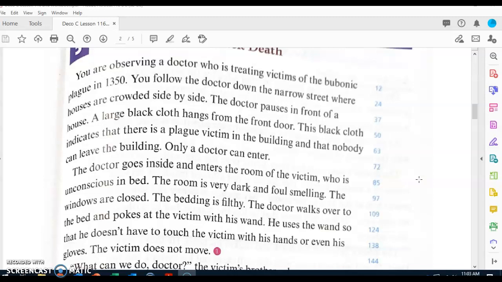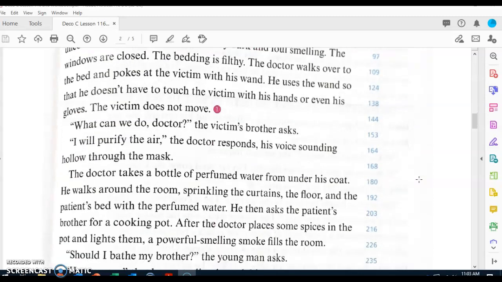Listen to question number 1. What did the hanging black cloth indicate? The black cloth indicated that there was a plague victim in the building, that no one could leave, only the doctor could enter. Now, why did the doctor use the wand to touch the patient? The doctor used the wand so that he didn't have to touch the patient with his hands or gloves.